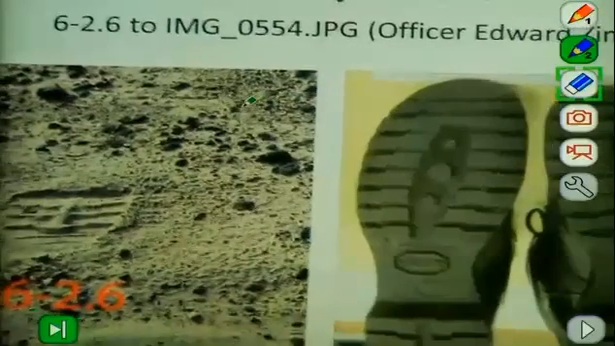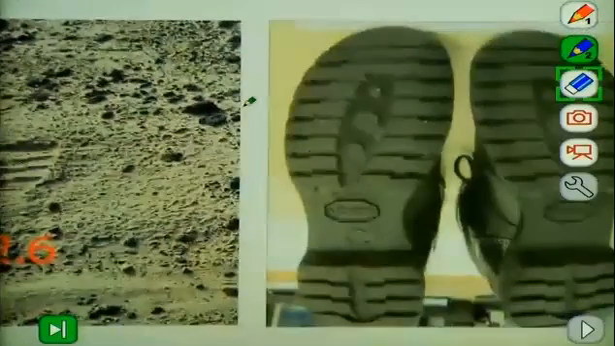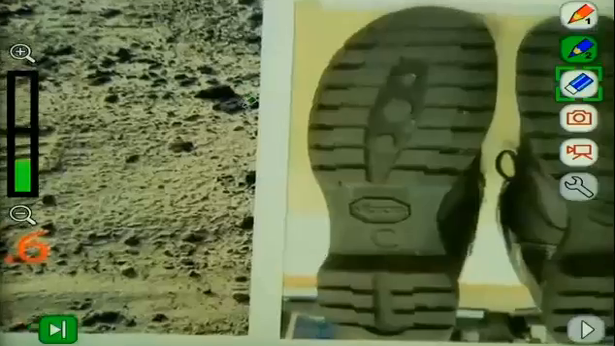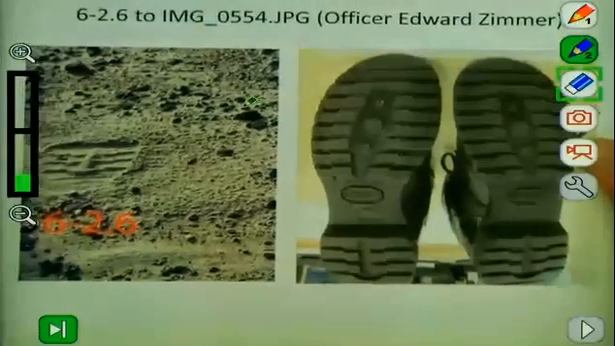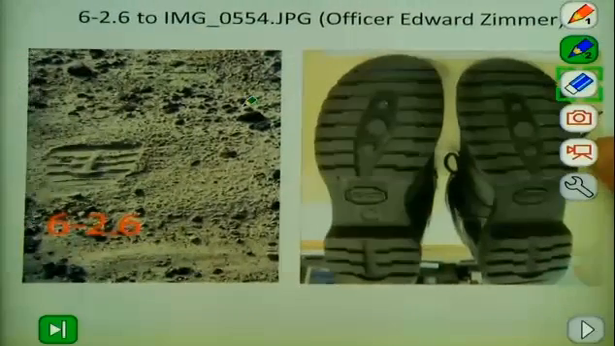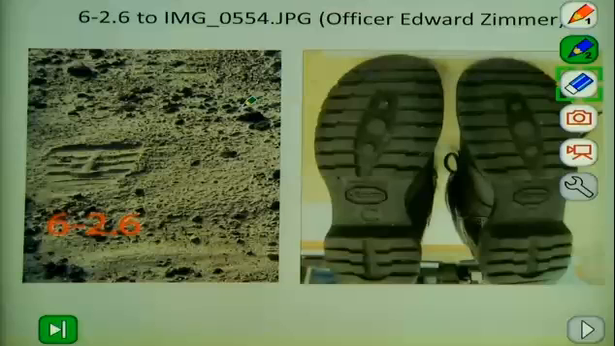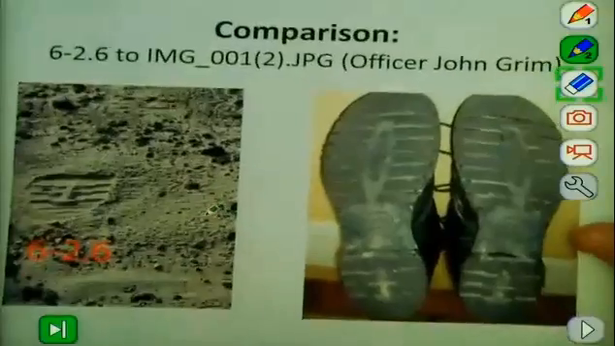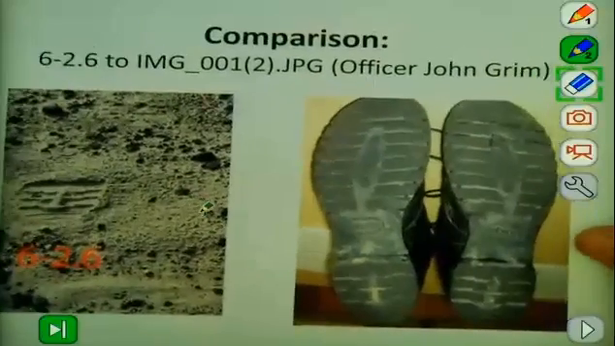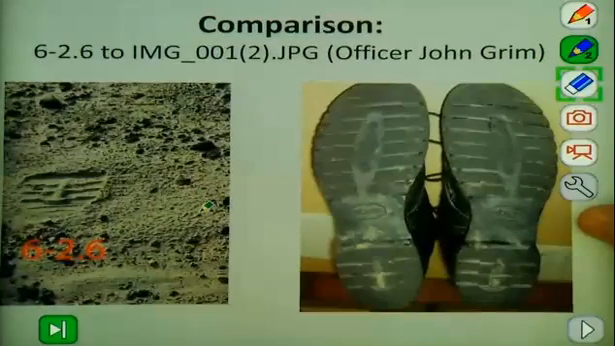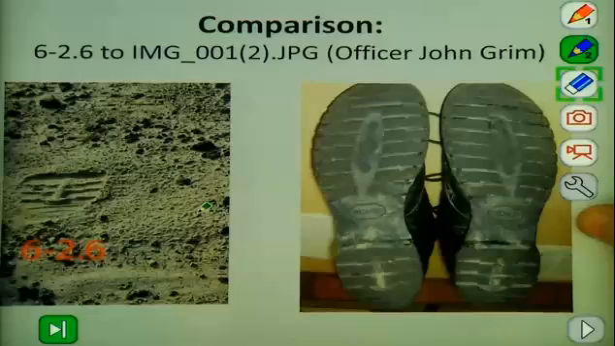And again, what you're seeing, those lines in the sand, is the furrows. It is the sand that is pushed up in between the ridge characteristics at the bottom of the heel. So the actual characteristics we're seeing are the actual furrows. And that was compared as well to Officer Grimm's shoes? Correct, similar manufacturers. Yes.